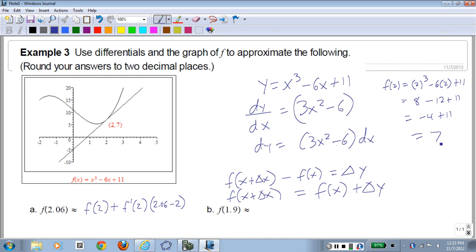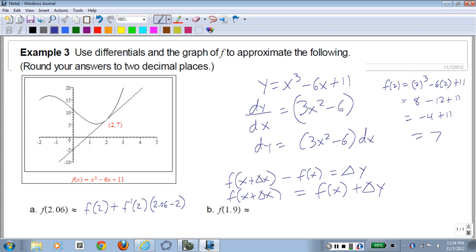So what we'd want to do is use this information to approximate the value of the function at a couple of numbers that are close to 2. The value of the function is known at 2, since we just punched it in there. We got 7. What if we want to find the value of the function at a number close to 2? Well, one option, of course, is to take the 2.06 and plug it in: 2.06 cubed minus 6 times 2.06 plus 11. That will give us the exact answer, and maybe that's not all that difficult to do. But here are a couple of alternatives to that.